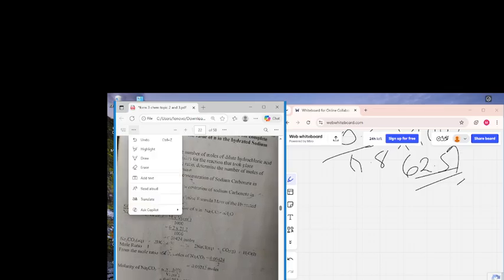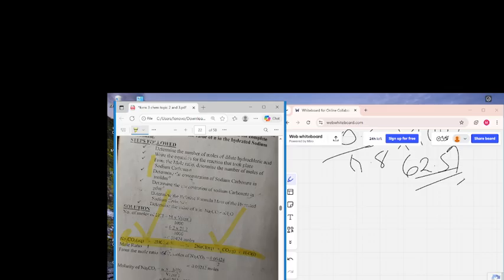So we write the equation. I don't want to repeat myself. So this is the equation. That is sodium carbonate plus HCl gives sodium chloride plus. And when we are looking at the mole ratio, we are not looking at the product side. We are looking at the reactant side. So the sodium carbonate mole ratio is 1:2.